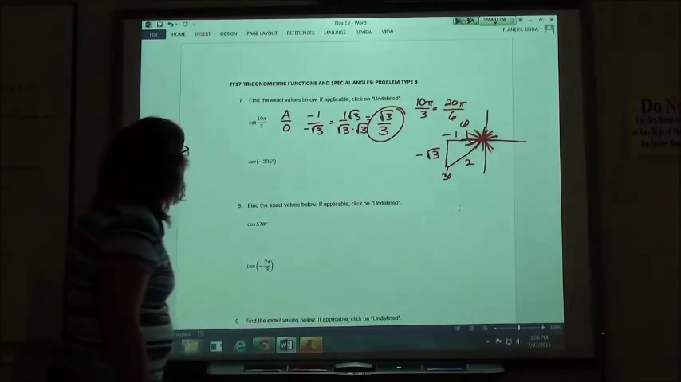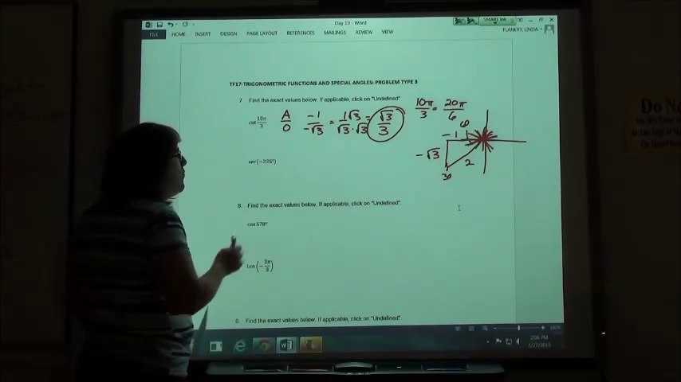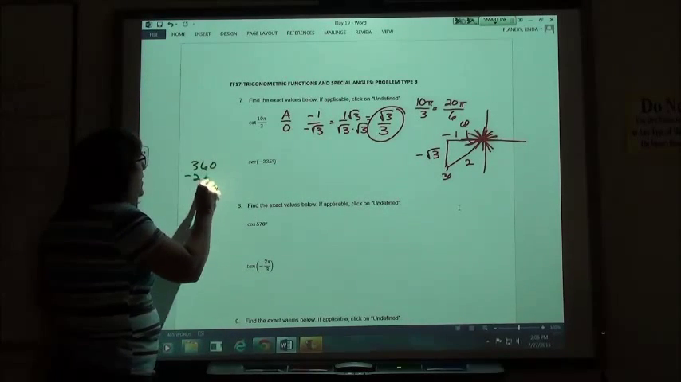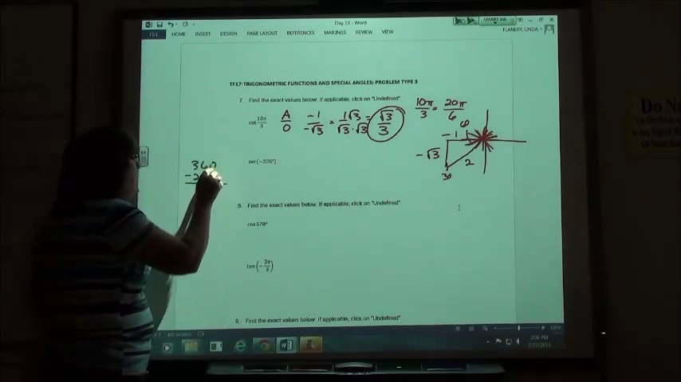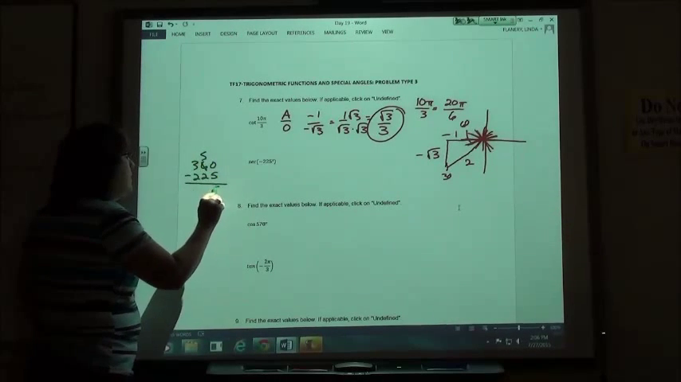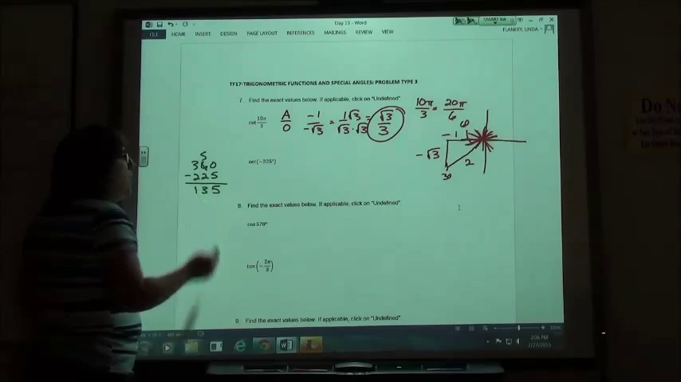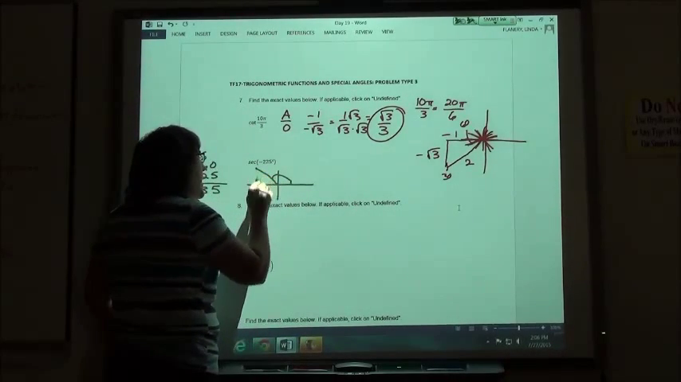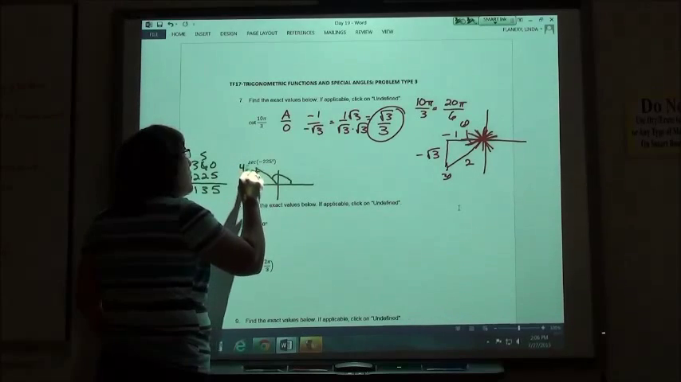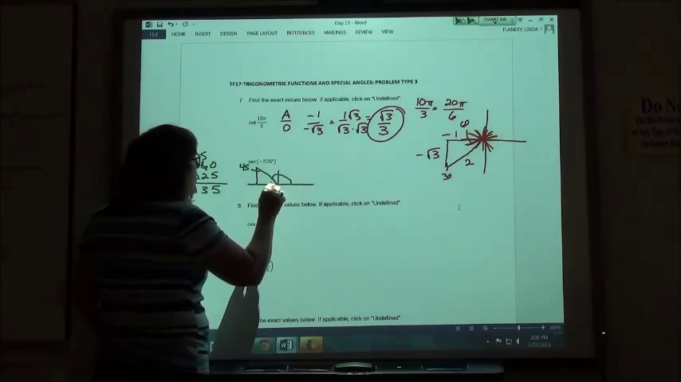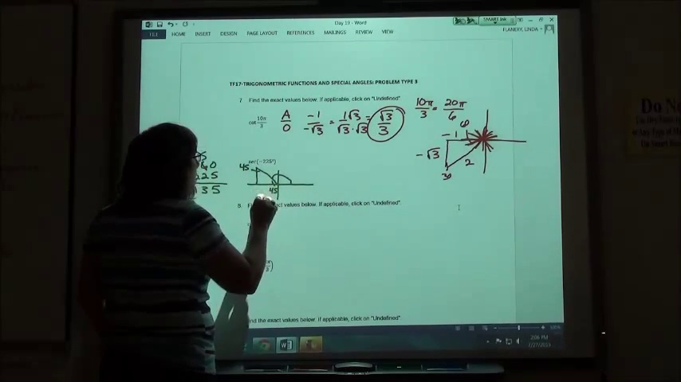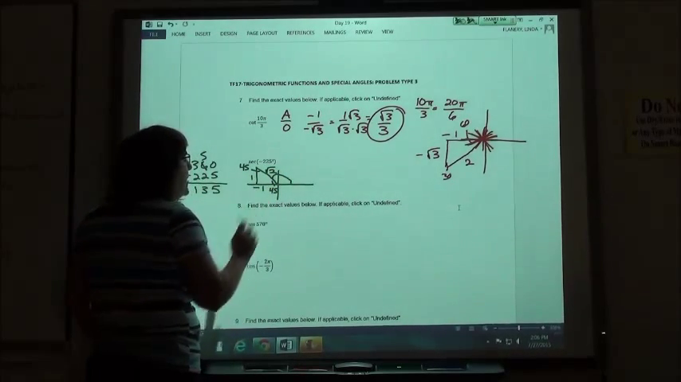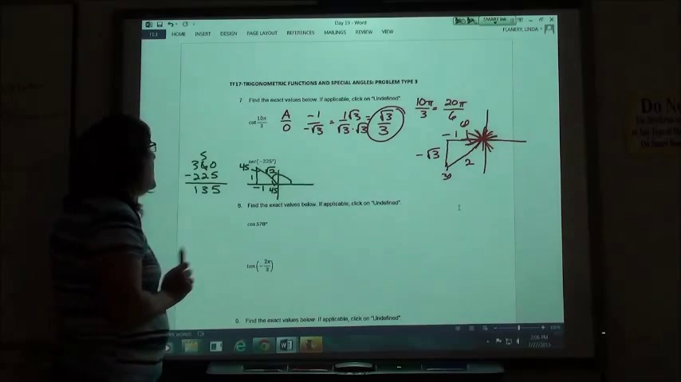On my secant, again, this is a -1, so I'm going backwards around. So if I take 360 and subtract 225, I get 135. So 135 would be over here. That's leaving me a 45-degree angle. So I would have 1, 1, and the square root of 2. This side's going back, so it's actually a -1.